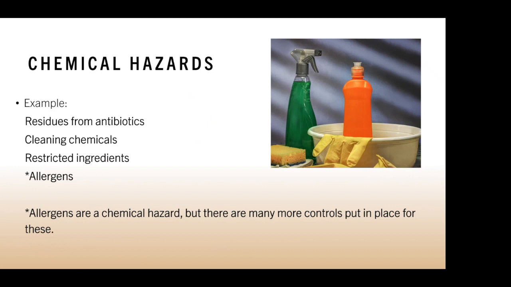Chemical hazards are the next group of hazards. Examples of chemical hazards could be residues from antibiotics given to the live animal, maybe cleaning chemicals in the facility, or restricted ingredients such as sodium nitrite, or even allergens. Allergens are considered to be a chemical hazard, and processing facilities that do process meat and poultry products that contain allergens typically have more controls in place with GMPs and other programs to control allergens as a hazard.